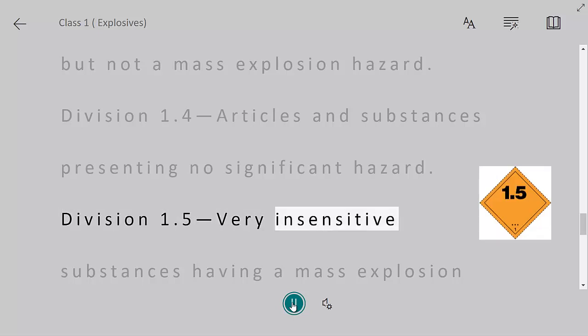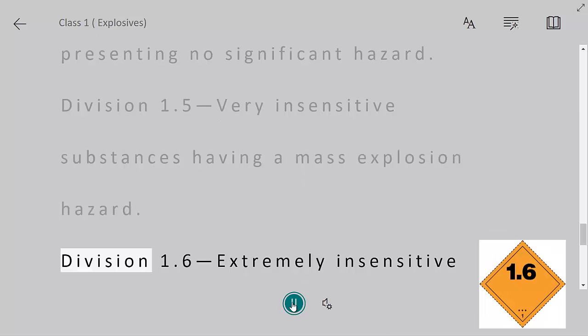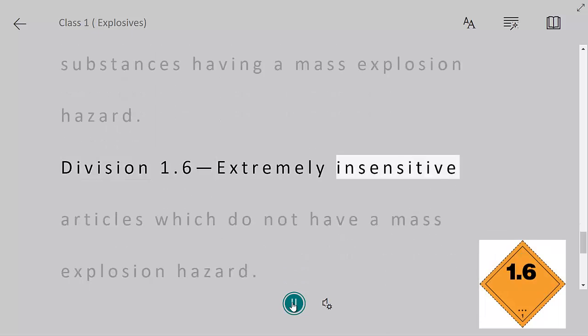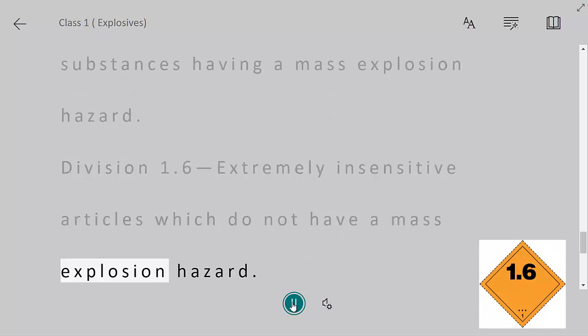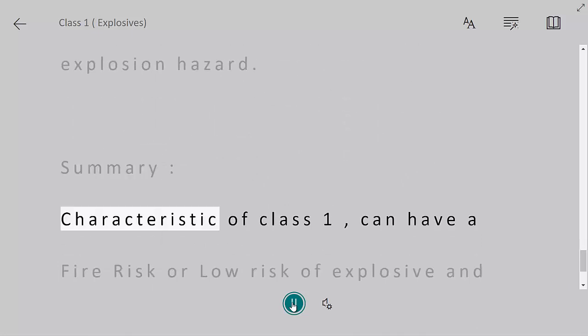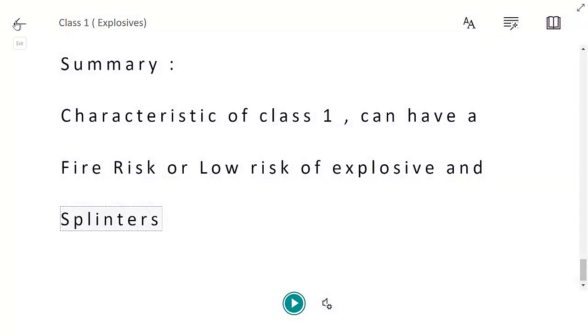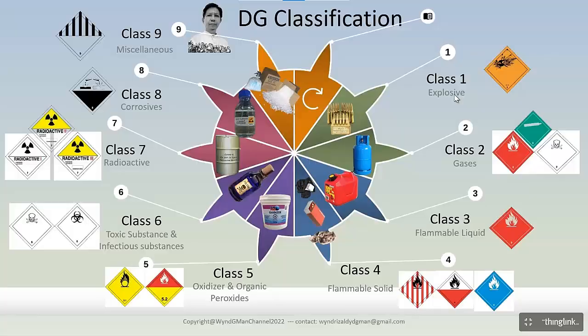Division 1.5 Very insensitive substances having a mass explosion hazard. Division 1.6 Extremely insensitive articles which do not have a mass explosion hazard. Summary. Characteristic of Class 1: can have a fire risk or low risk of explosion and splinters. What about Class 2?